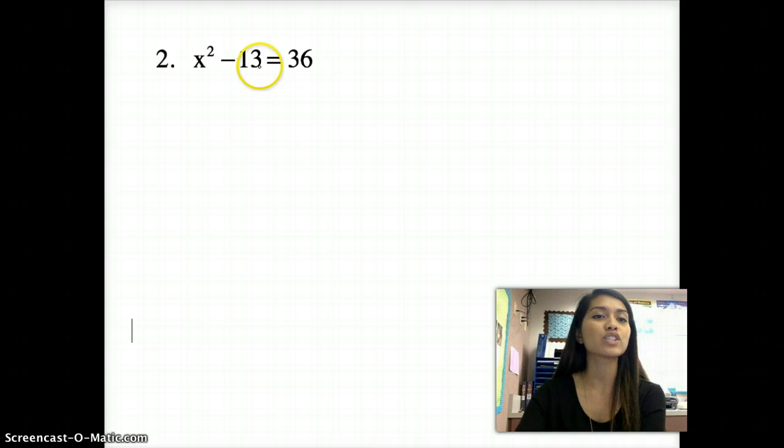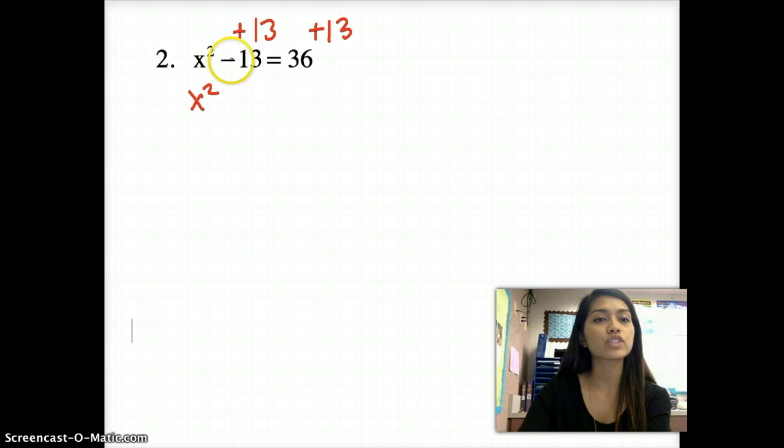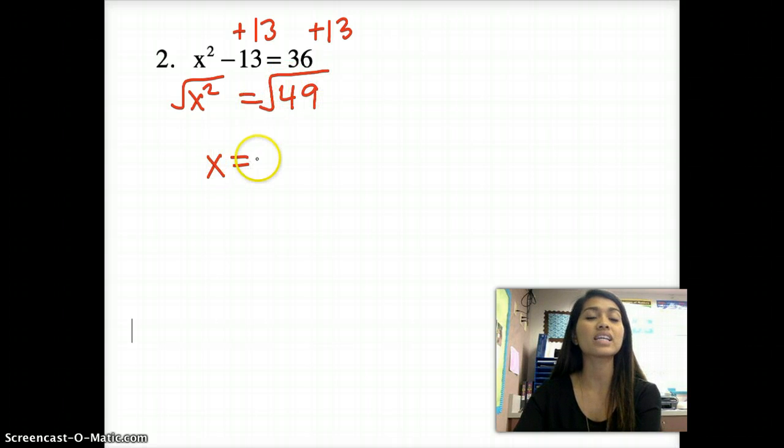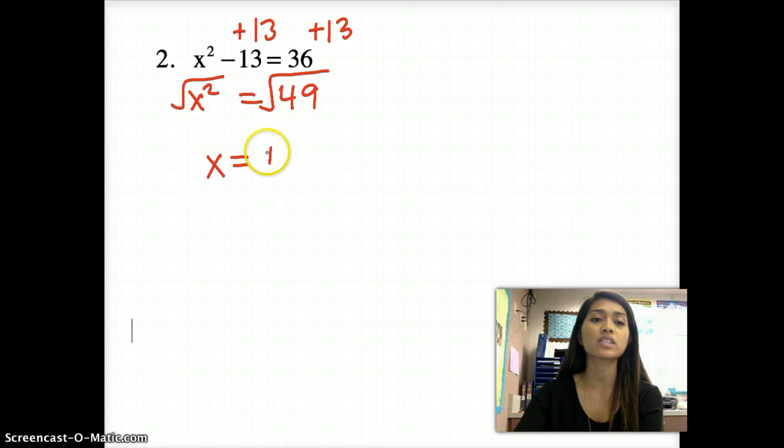So what I'm going to do is go ahead and get rid of that first by adding 13 to both sides, which will leave me with x squared. Well, first of all, negative 13 plus 13 is 0, so that goes away, equals 36 plus 13 is 49. Now, in order to solve for x and isolate it, I'm going to again have to take the square root of both sides, leaving me with x equals, and again, please make sure you remember to include a positive and negative 7.